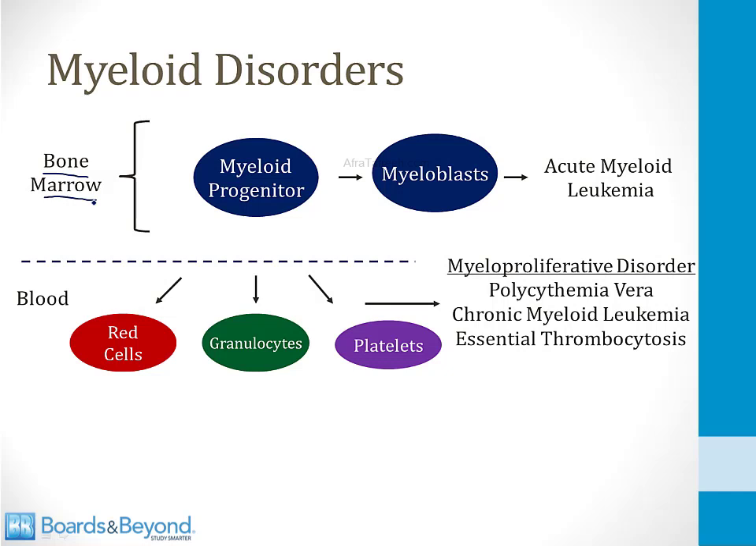If the myeloid progenitor cell that becomes malignant overproduces red cells, that will lead to the disorder polycythemia vera. If the myeloid progenitor cell becomes malignant and overproduces platelets, that leads to essential thrombocytosis. If the myeloid progenitor cell becomes malignant and overproduces granulocytes, granulocytes are a type of white blood cell, and therefore this particular subtype of myeloproliferative disorder is a form of leukemia, and that's called chronic myeloid leukemia. It is a subtype of myeloproliferative disorders.